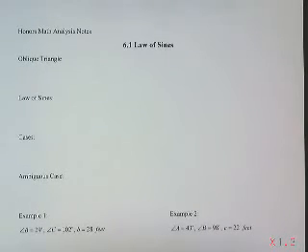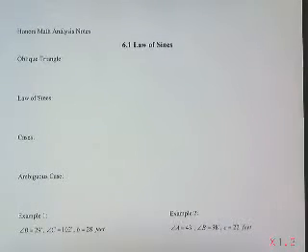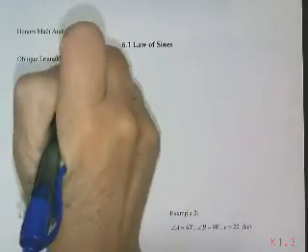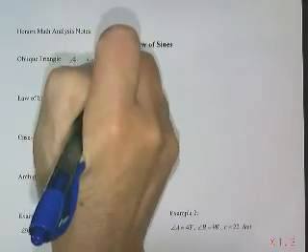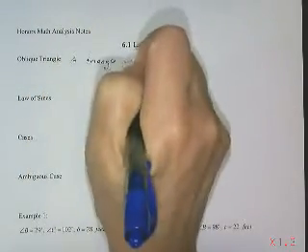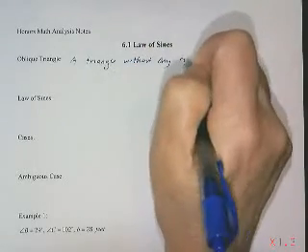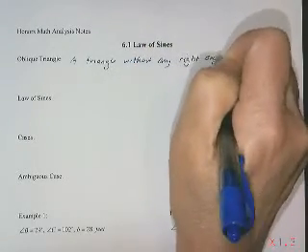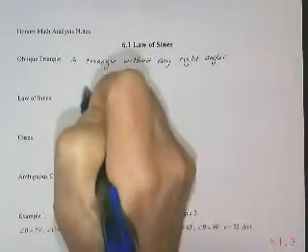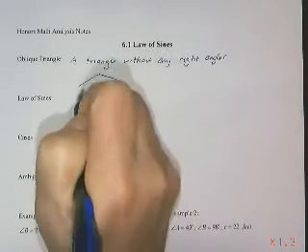This is a lesson on the law of sines. The law of sines is used for oblique triangles. An oblique triangle is a triangle that does not have any right angles. So a triangle without any right angles might look something like this.